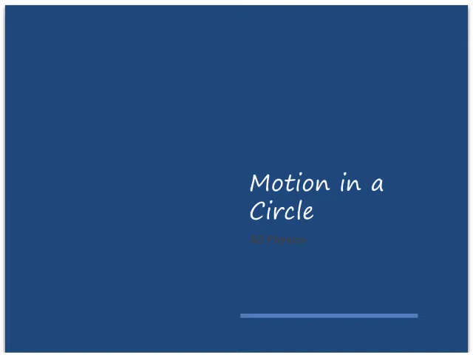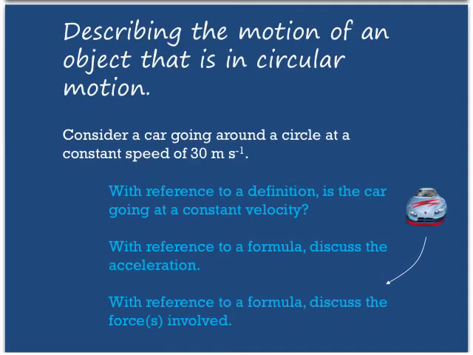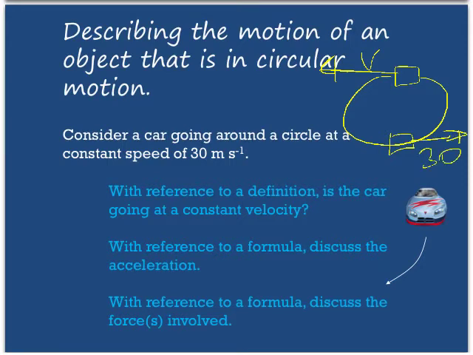Okay, so this is topic 1, motion in a circle. We're describing the motion of an object that is circular. So we have this car that we've got a picture down there. If we say that it's going around in a circle, it's got a certain velocity. In this case it's 30 meters per second. And as it goes around, we're keeping the same speed, so the magnitude is unchanging at all times.